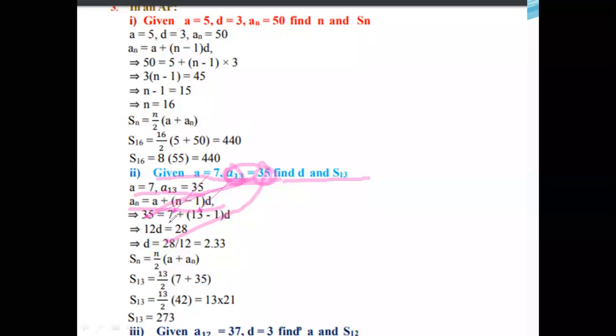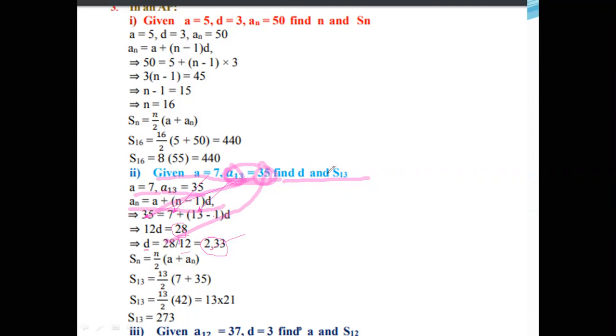The next step, by solving this, if you send the 7, it will become 35 minus 7, it will become 28. In the next step, 13 minus 1 is 12. 12 into d. If you send this 12 into the denominator, it will become 28 divided by 12. So the final answer is 2.33. If we divide 28 by 12, you will get 2.33. So the difference is 2.33.